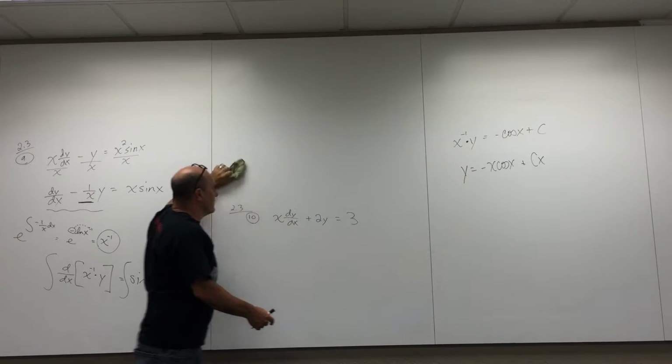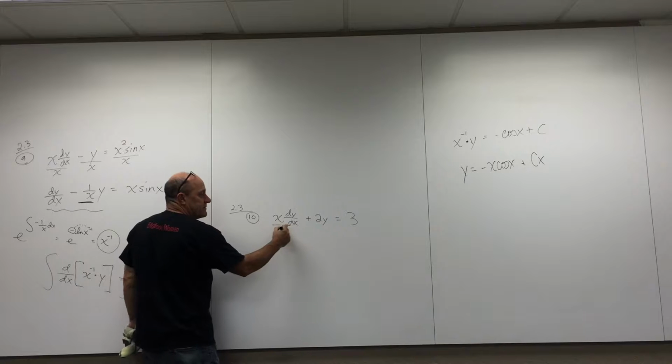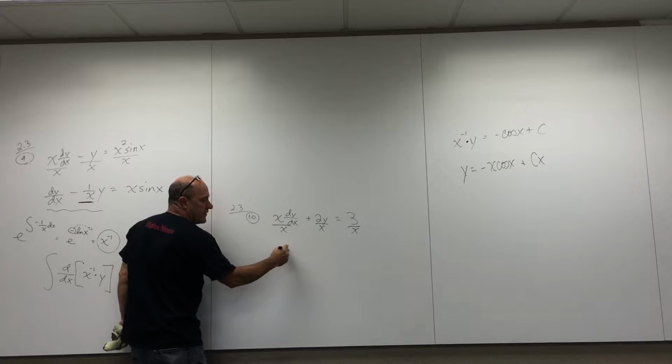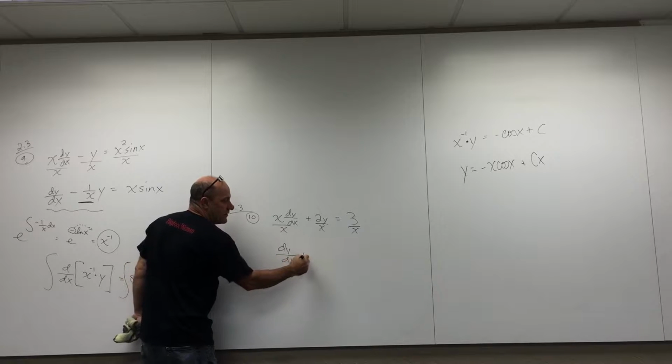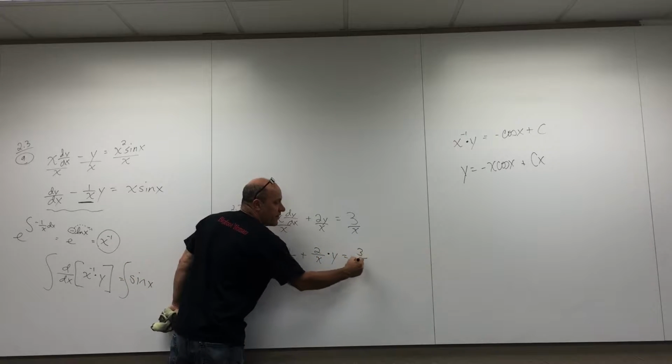It's real similar. Let's just try it. For 10, you divide by x to get yourself started. This is dy dx now. This is 2 over x times this y, and that's a 3 over x.